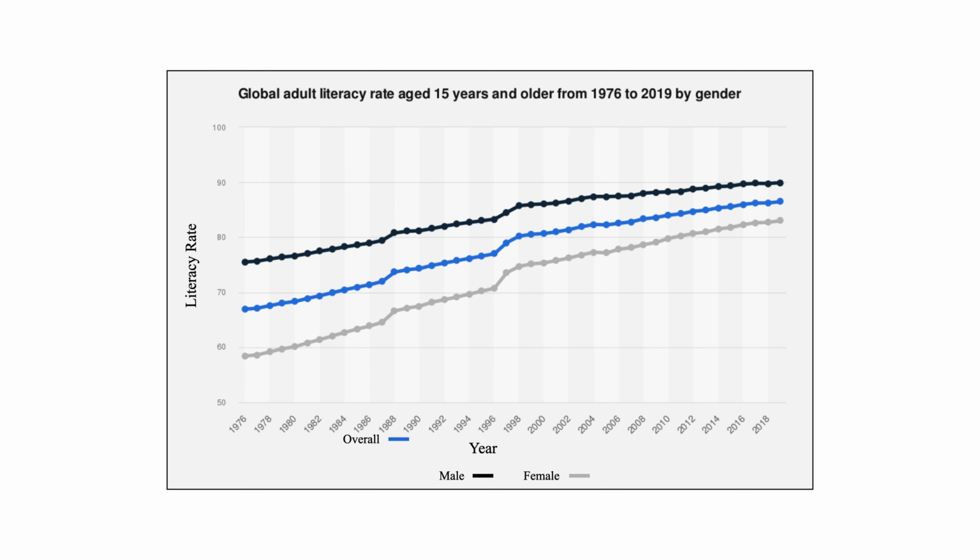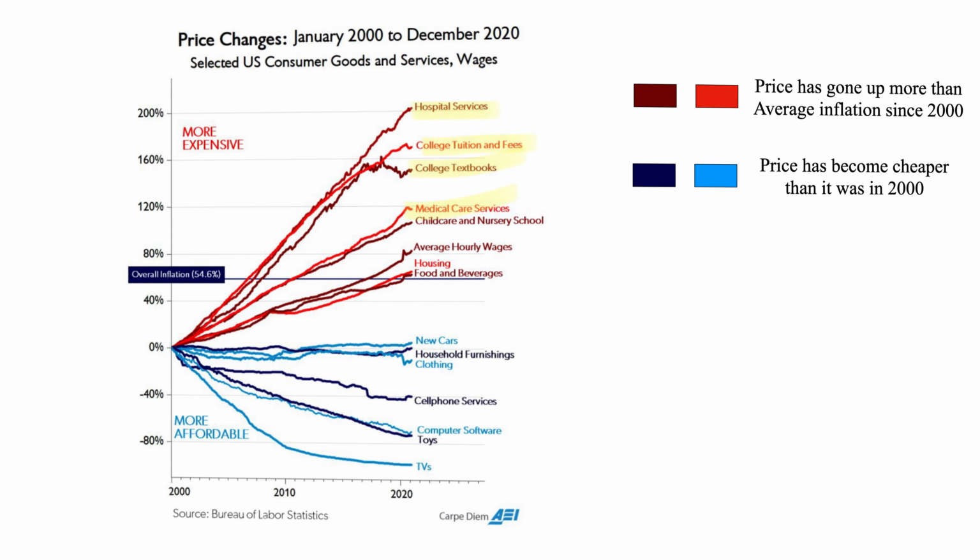So again, that blue line is overall, that's if we combine everybody's literacy rate in the whole world. And so again, that starts there and goes up. Male literacy rate is in black, and that's right there. And female literacy rate is in gray. And as you can see, male literacy rate in 1976 was much higher than female, but the female literacy rate has grown a lot more, so now they're a lot closer. And that blue line is right directly in the middle because it's taking the average of both. So that's one line chart. Let's look at another one.